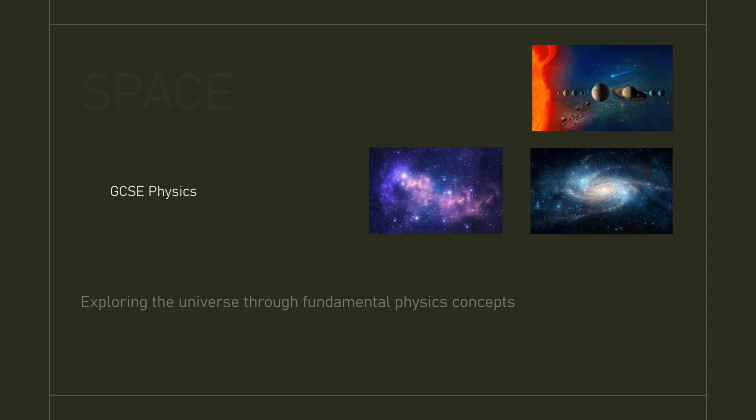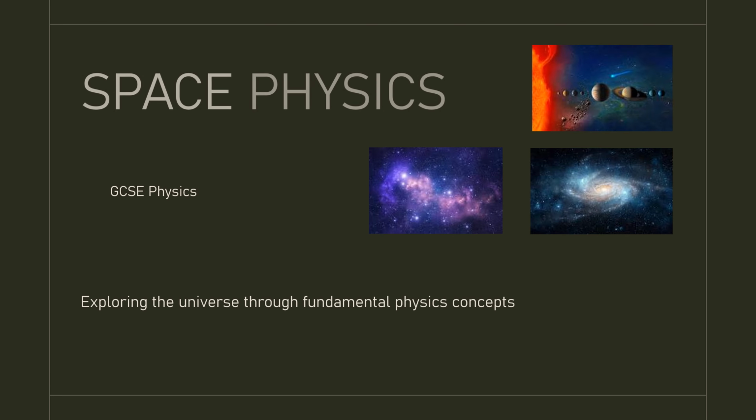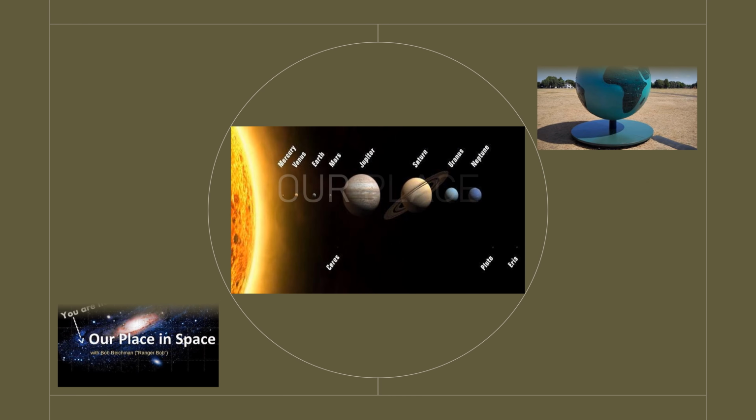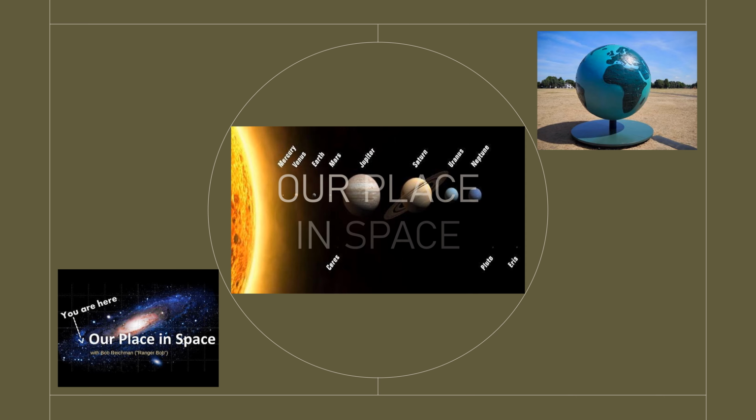Welcome to this GCSE Physics lesson on space physics. Today, we'll explore topics including our solar system, the life cycle of stars, orbital motion, satellites, and redshift. Our place in space is defined by Earth being the third rocky planet orbiting the Sun at an average distance of 149.6 million kilometers, positioned within a spiral arm of the Milky Way galaxy among billions of other stars.